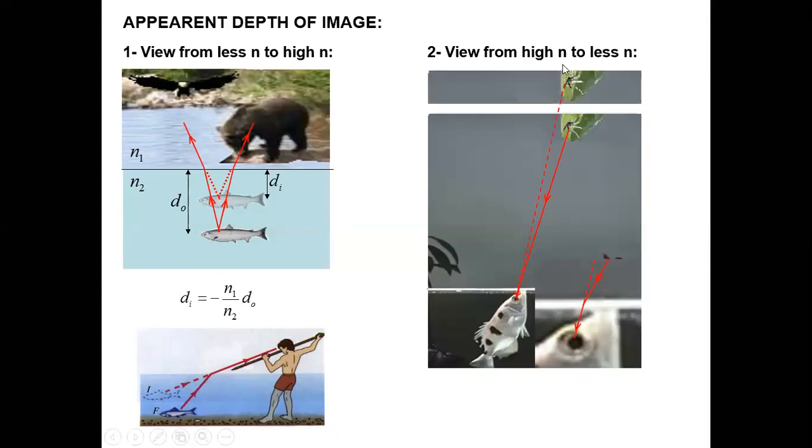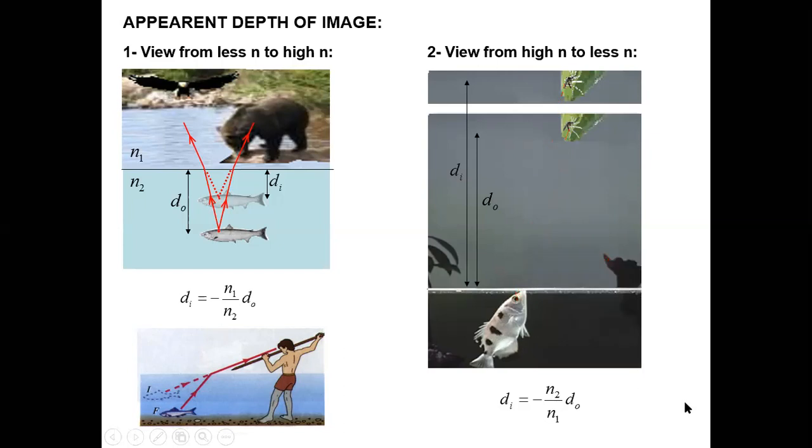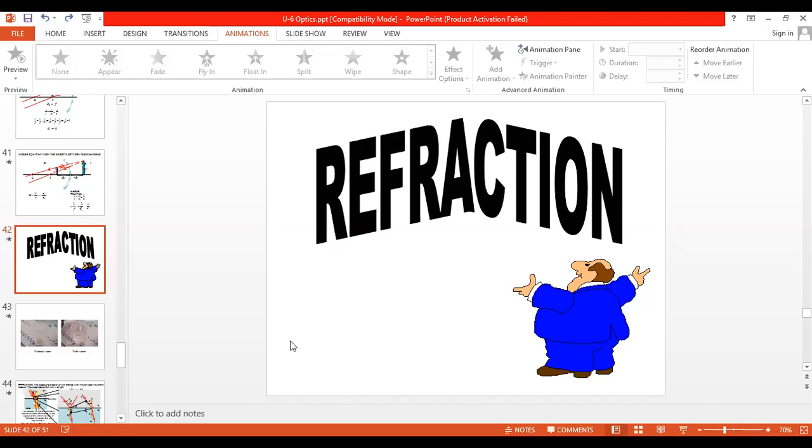So now we go from higher density to lower density. When you look at it, you're going to see the object far away, but the object could be closer than you think because of the density difference. Again, to find the di, since you are looking from the higher n to the lower one, we are going to use n2 over n1 times do, the real depth. Okay, this is going to give us the refraction of the object. All right.